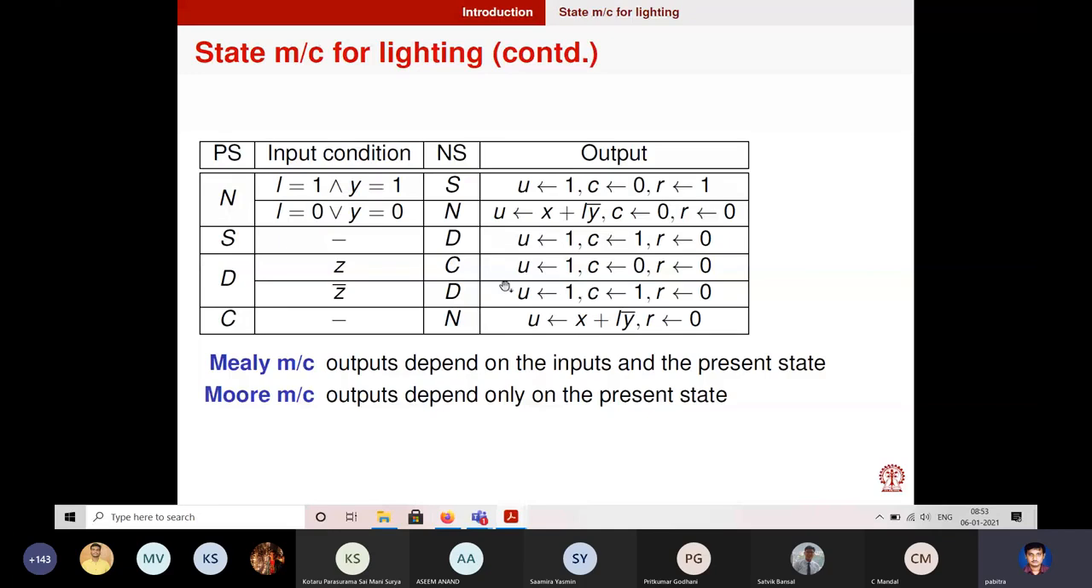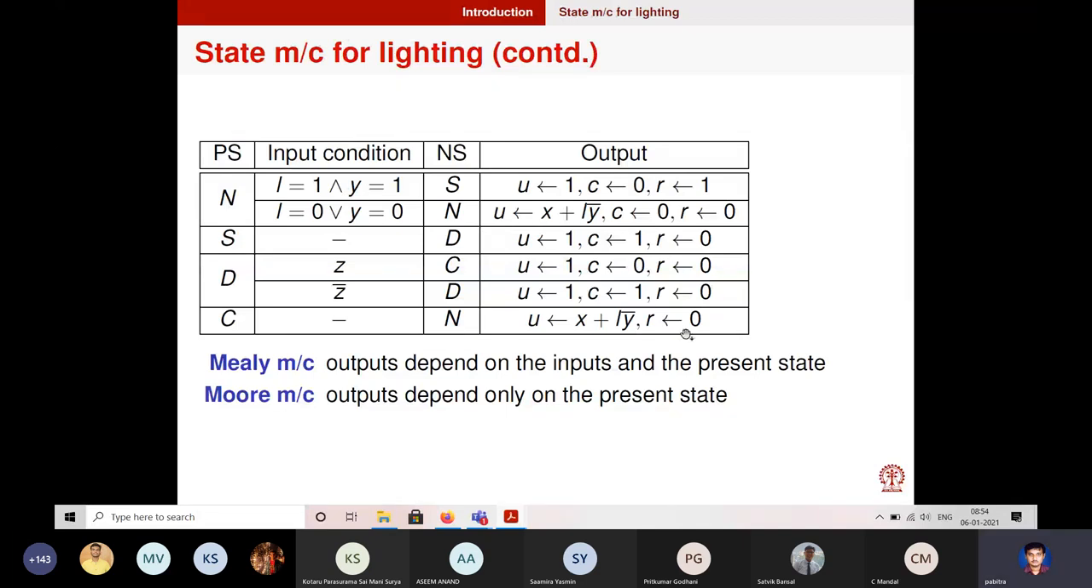Say, for example, when the next state is S, and if this is your input signal, that is C is 0 and R is 1, you can turn on the light. And if the next state is normal, then you can turn off the light depending on your indoor lighting condition, which is X and L and Y. The output is determined depending on these signal variables. So one thing you see is that the expression for the output is different for different states, and of course it is different for different signal conditions.